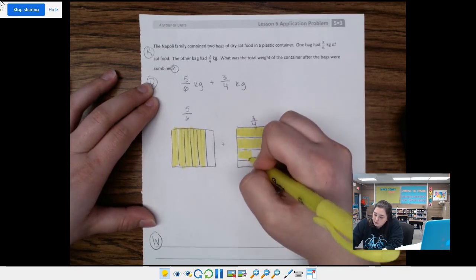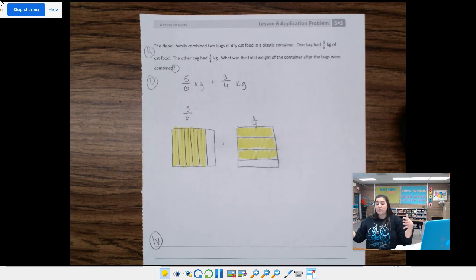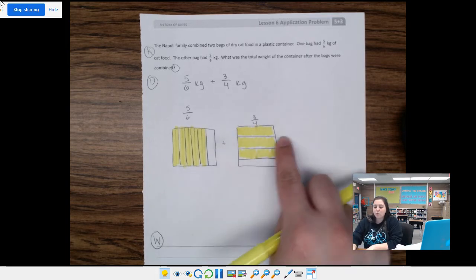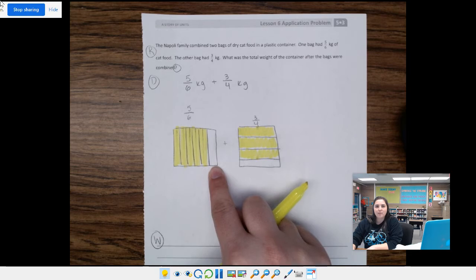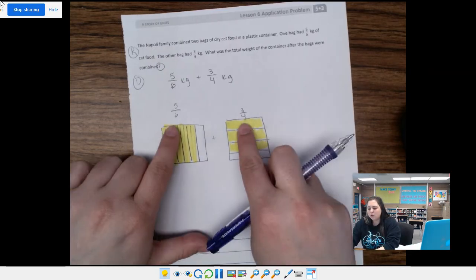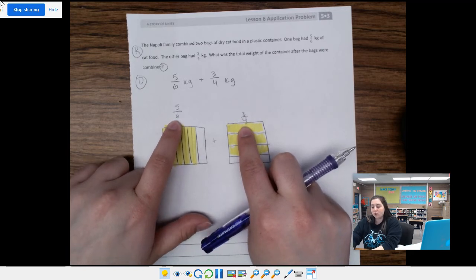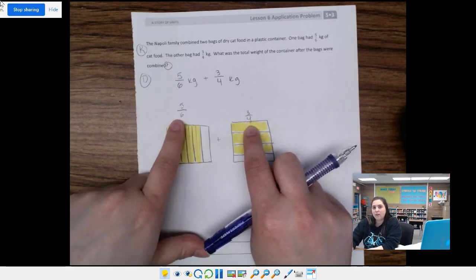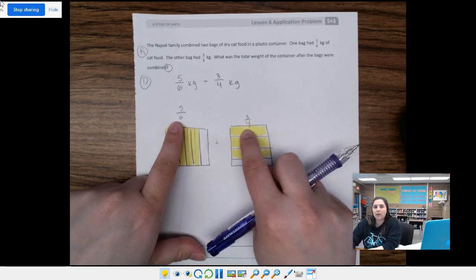And look at that. If I was going to combine these two into one drawing, I think I'm going to have more than one rectangle, because this amount wouldn't fit into this empty spot. So I have a feeling my answer is going to be more than 1, which makes sense. Both my fractions are over half. And if I were to add half and half, that would be 1 whole. So something that's more than half plus something else that's more than half should be over 1.